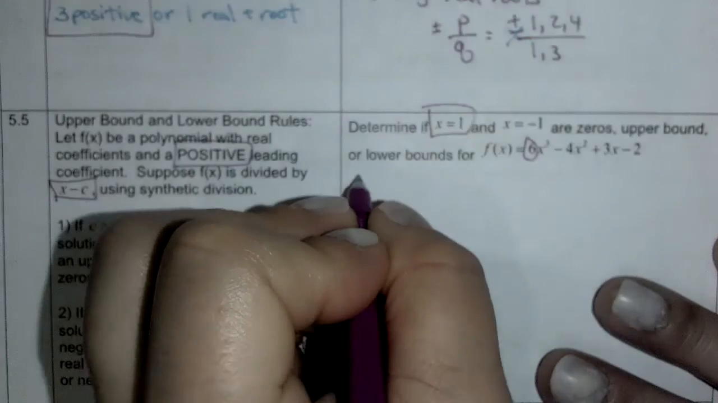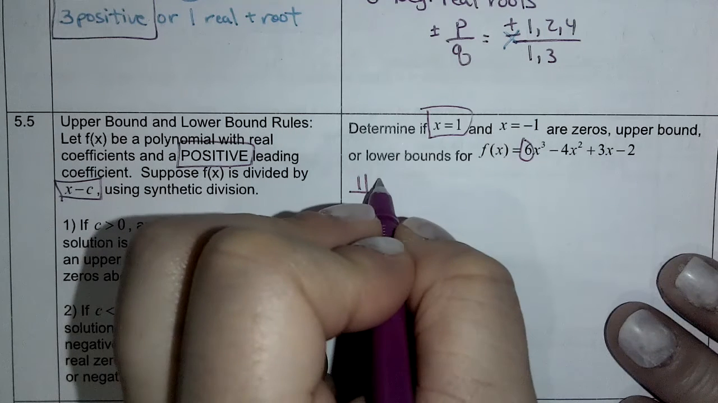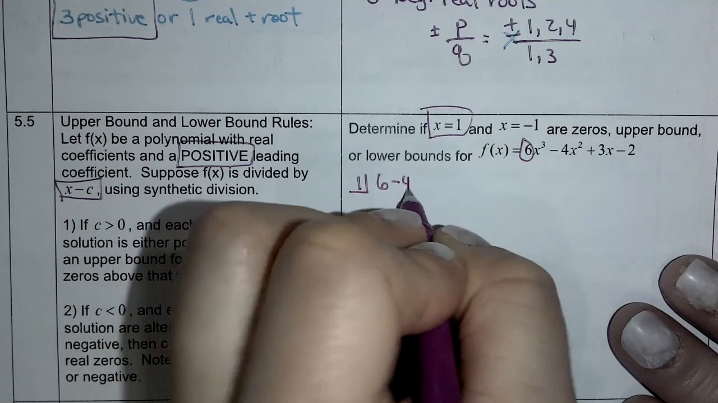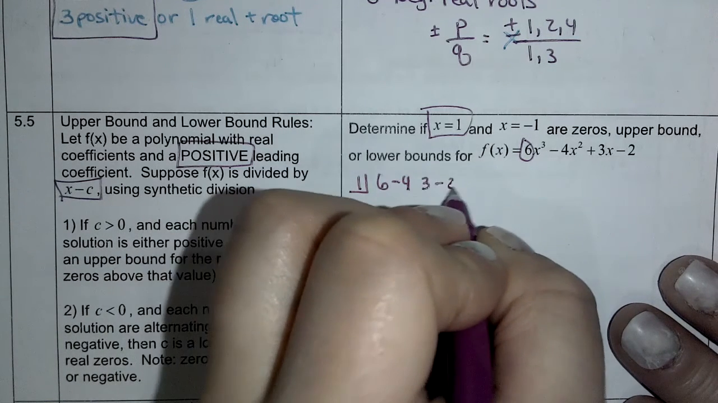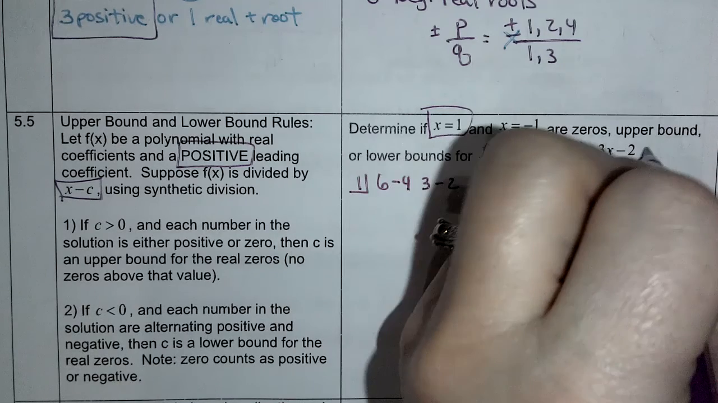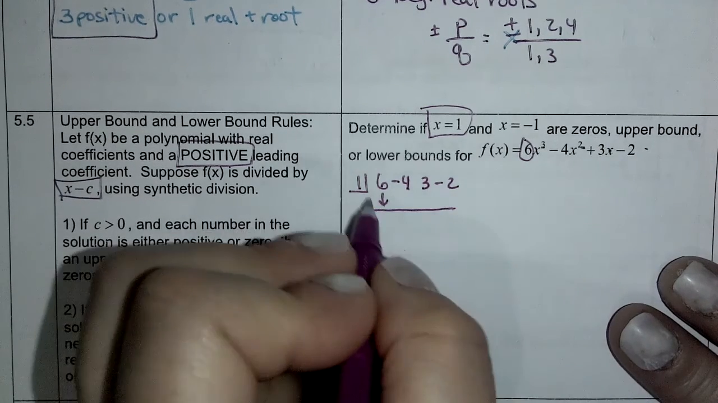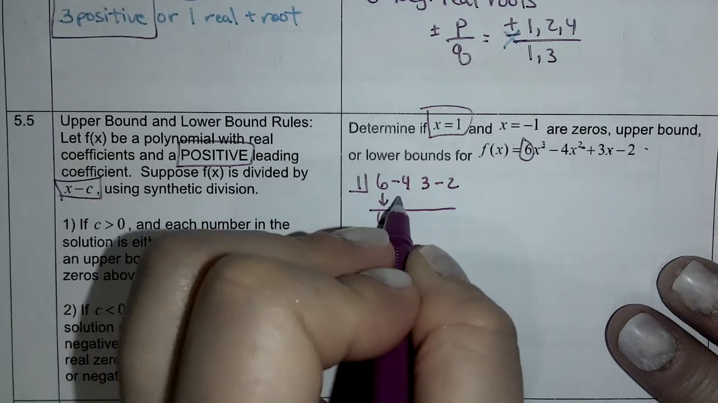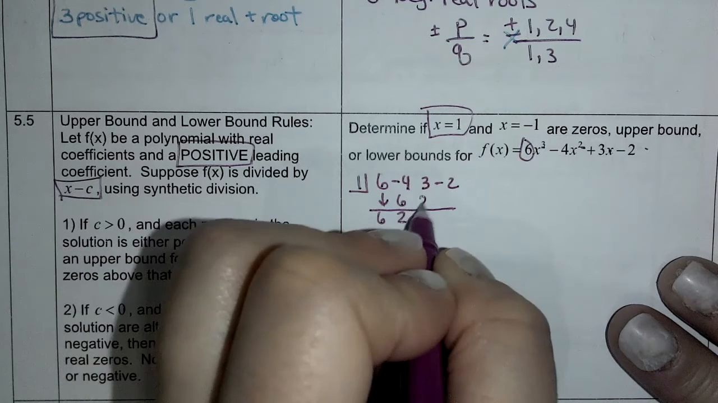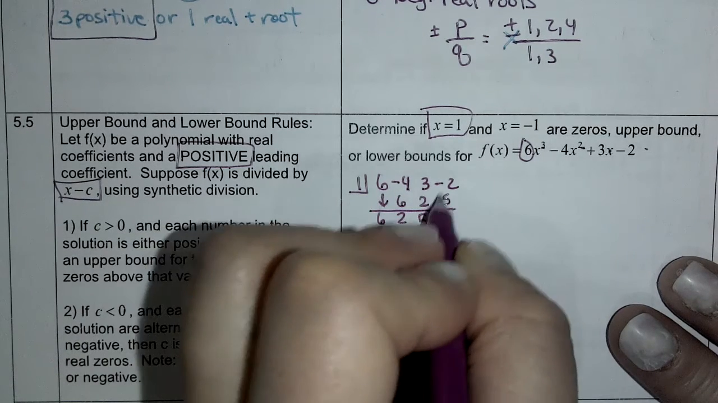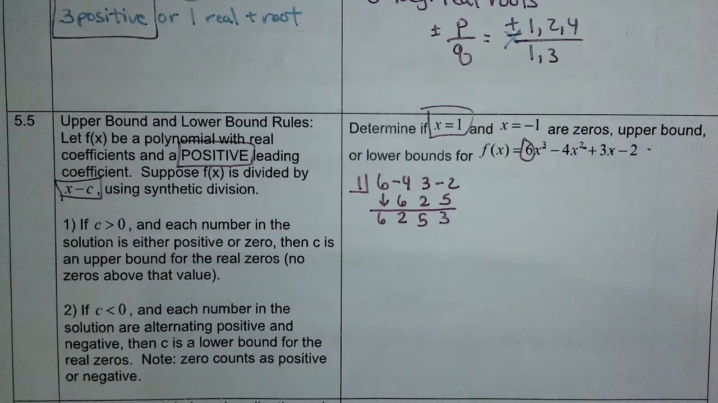I'm going to divide by synthetic division, and I have my 6, my negative 4, my 3, and my negative 2. I didn't skip any powers, so I didn't have to use any placeholder zeros. 1 times 6 is 6, that's 2. 1 times 2 is 2, that's 5. 1 times 5 is 5, and that's going to be 3.